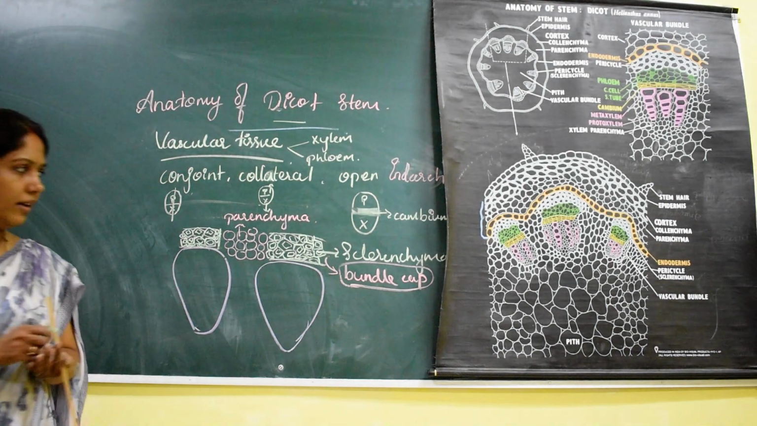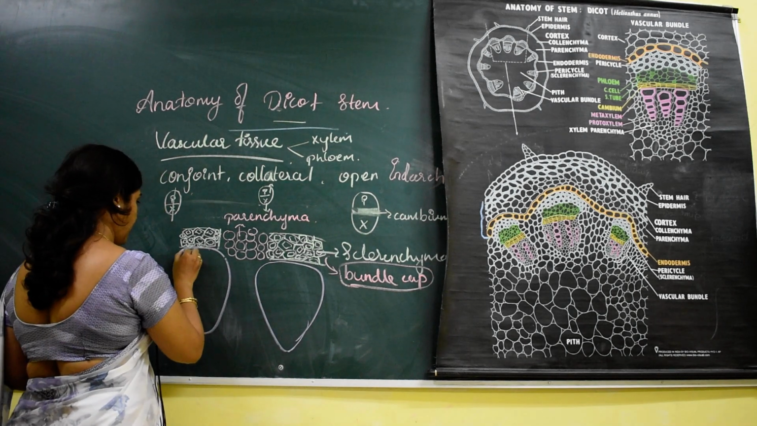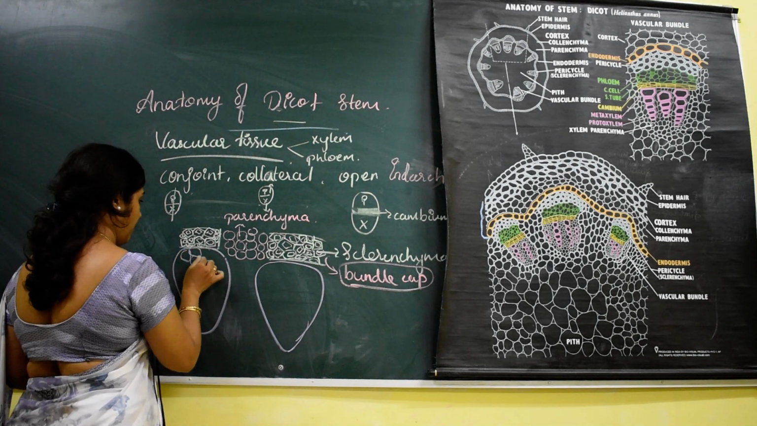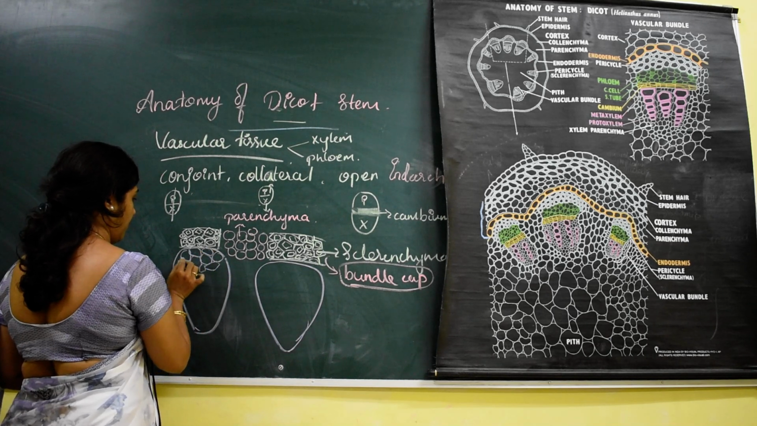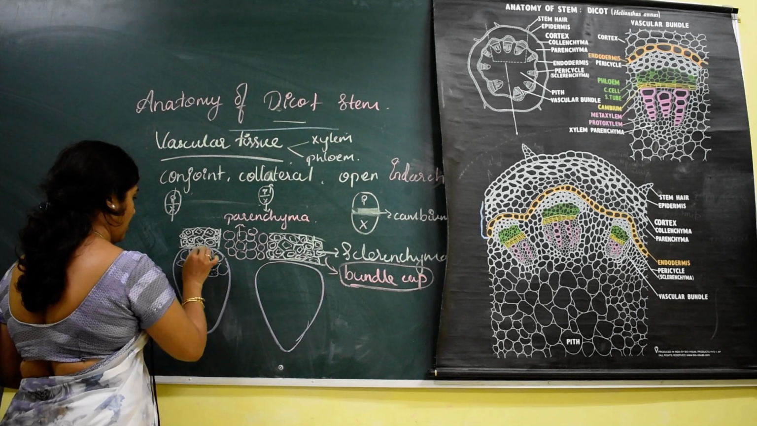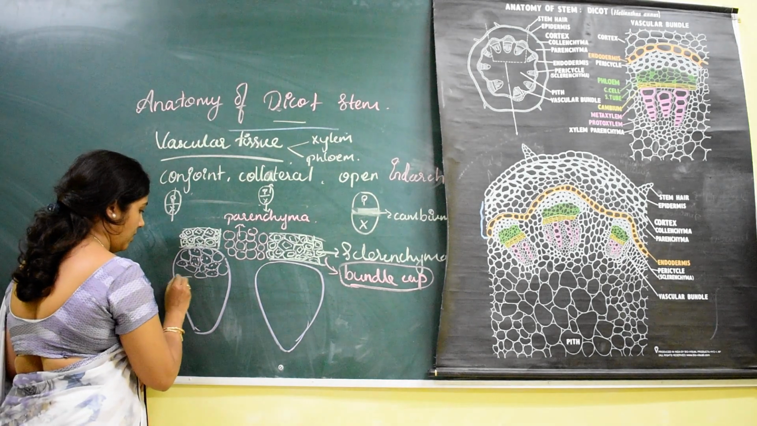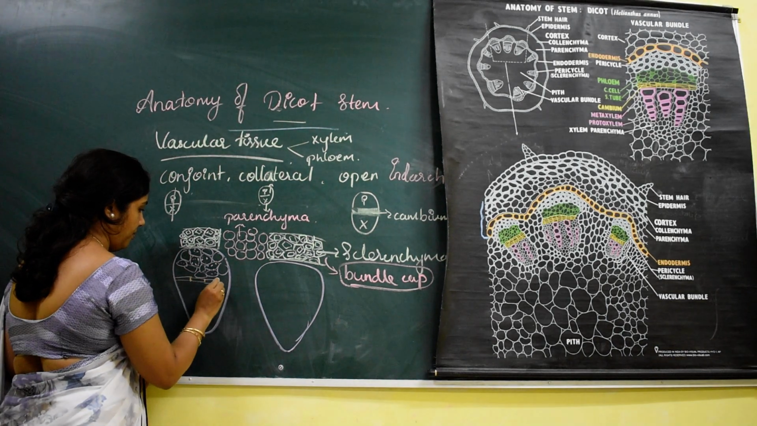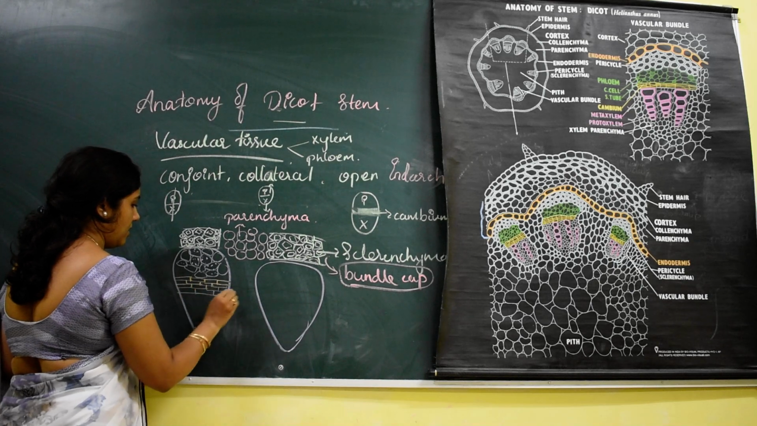Just go through the diagram. First there is a patch of phloem tissue. Sieve tubes and companion cells will be there. Next to the phloem tissue, we can see the cambium, a meristematic tissue which is in a continuous state of cell division. Remember, this cambium helps in secondary growth.